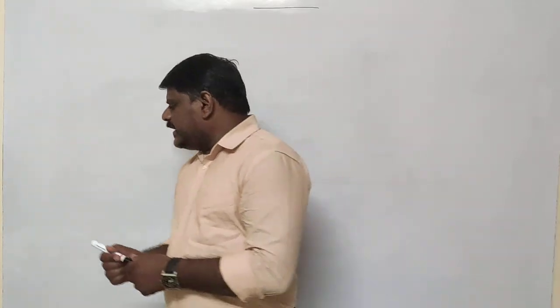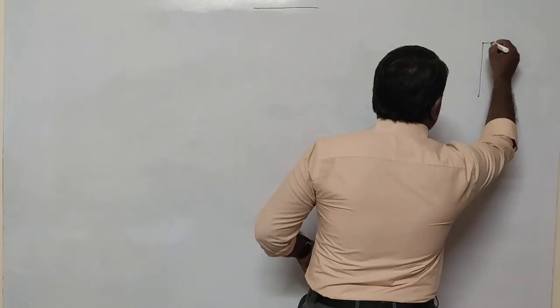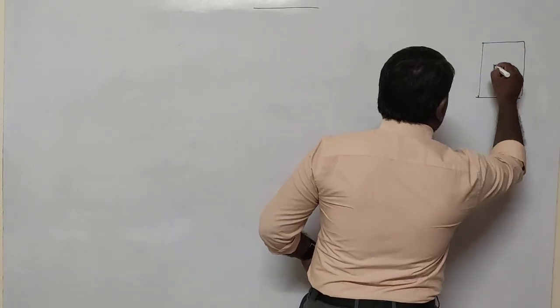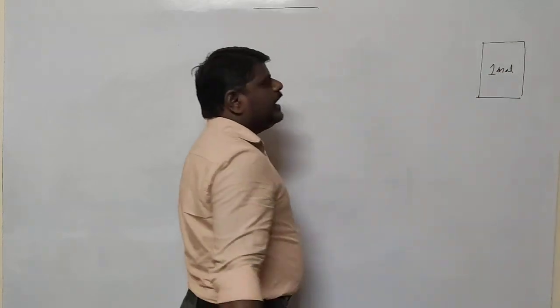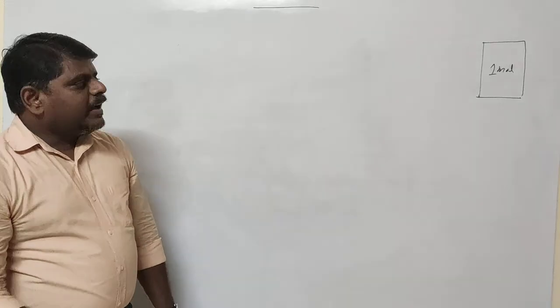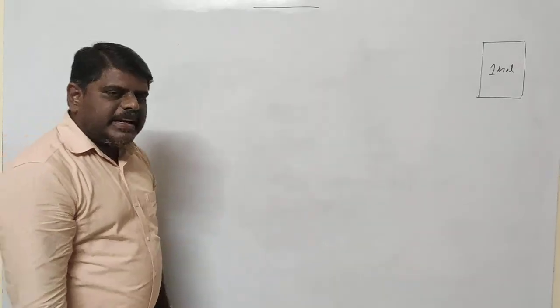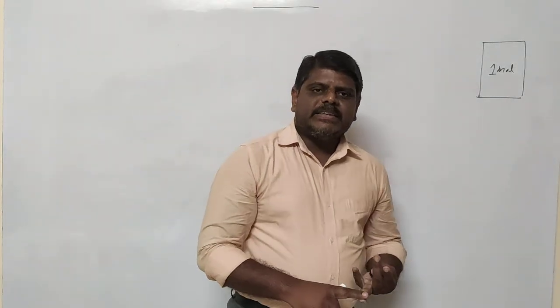Let us say that this is a container we are going to take. In this container, you are taking 1 mole of ideal gas. Initially, the pressure of the gas is P1, the volume of the gas is V1, and the temperature of the gas is T1.